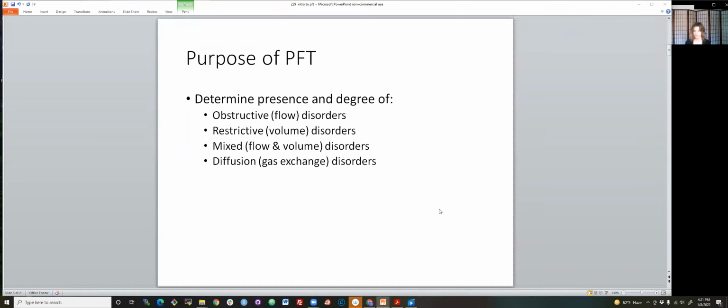Pulmonary function tests also help us recognize diffusion disorders, which are basically things that impede adequate gas exchange at the alveolar capillary membrane. We will save that discussion for another presentation. This presentation will focus on obstructive, restrictive, and mixed disorders.